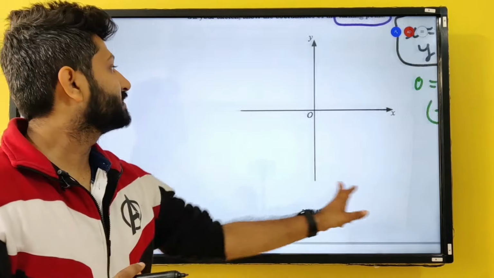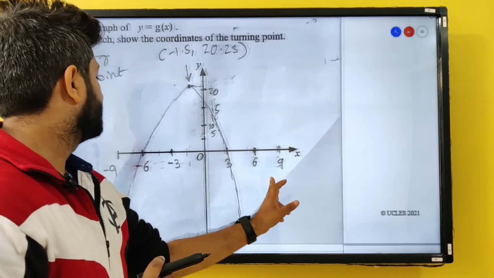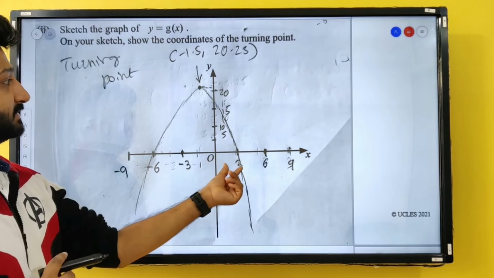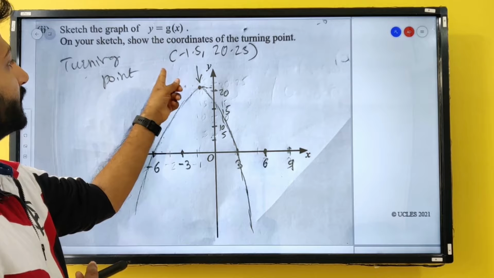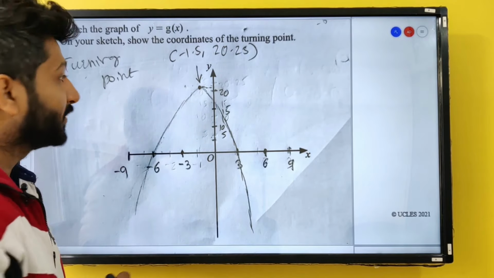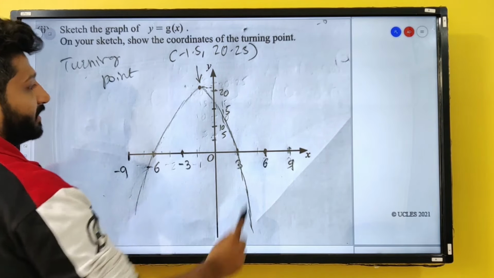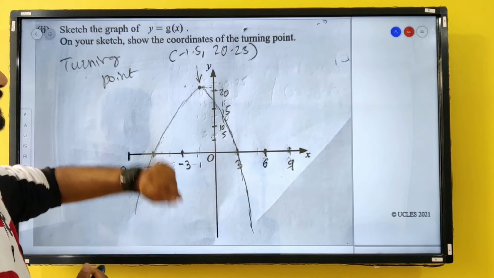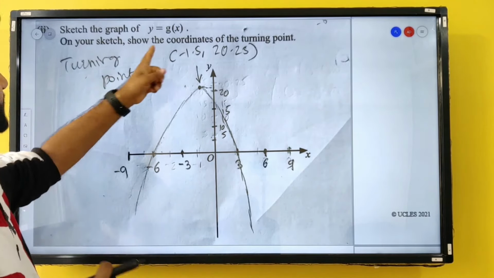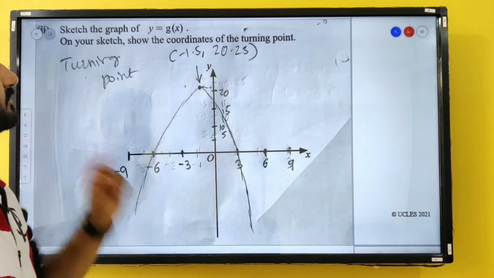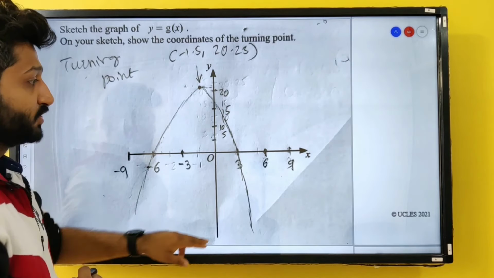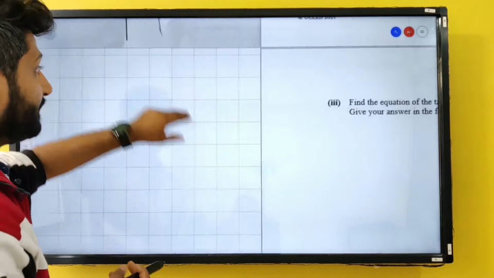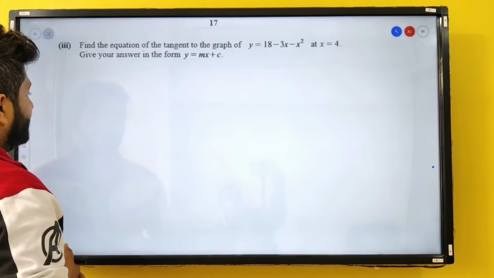See, using this I have drawn the graph. Minus 6, 3, and this is my turning point. X is minus 1.5, y is 20.25. And from that you can draw a parabola. This is my turning point. See, I have also mentioned it, because on your sketch you are supposed to show the coordinates of the turning point. So I have shown the coordinates also. Let's move to the next question.